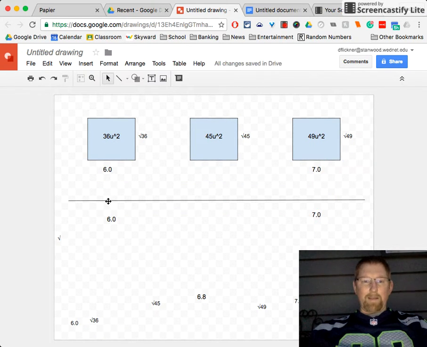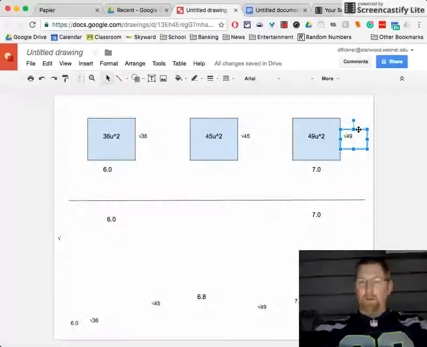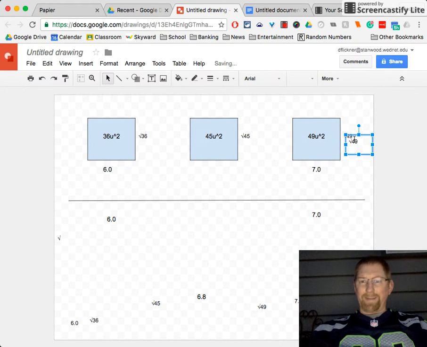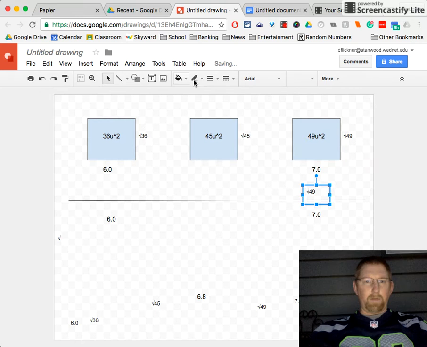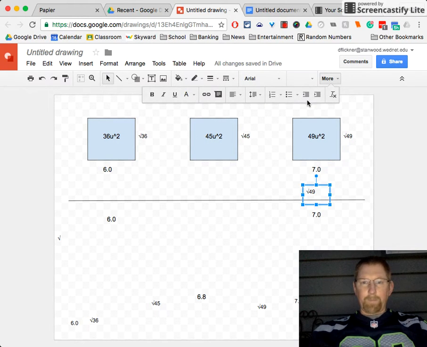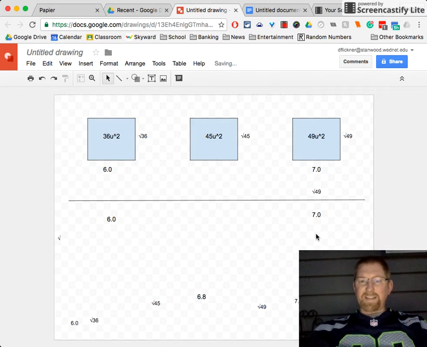So let's say that this number right here was the number like 6, and this over here was like the number 7, right? And what we established was that this number, root 49, was exactly 7, right? So we could say, well, those two numbers are very compatible. Let me see if I can center that a little bit here. There we are. So this number 7 is exactly the same as root 49.